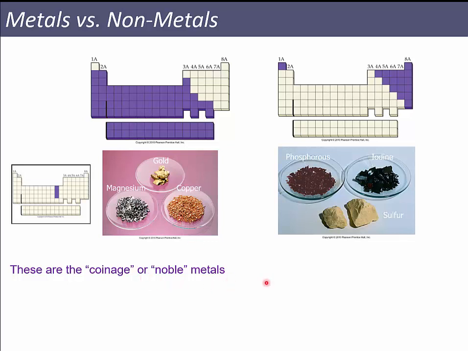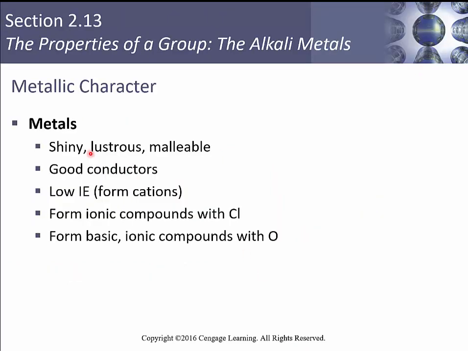Over on the right-hand side, we've got our nonmetals. So our metals, they're shiny, they're lustrous, malleable, ductile. Over on the right, we've got our nonmetals, so something like iodine, sulfur, phosphorus, oxygen. A lot of these guys are gases. So our metals: shiny, lustrous, malleable, they're good conductors. They've got low ionization energy. They tend to form cations. They form ionic compounds with chlorine and form basic ionic compounds with oxygen.